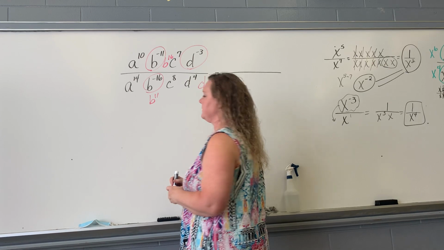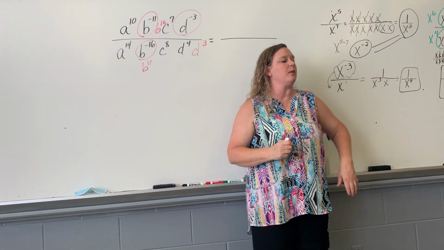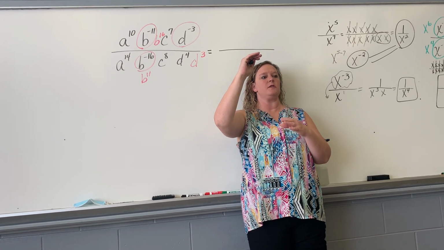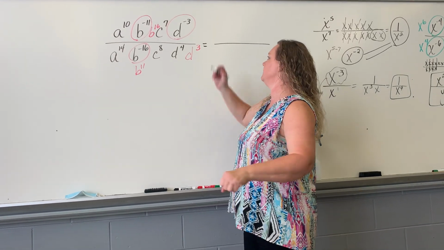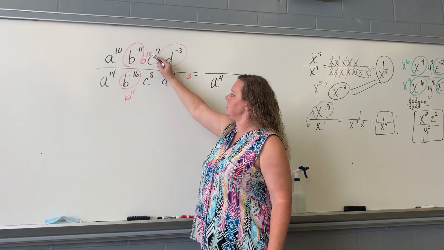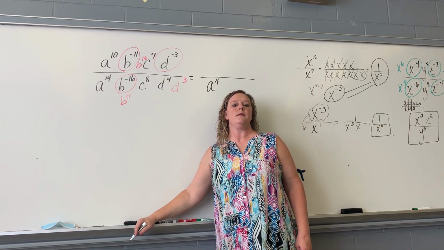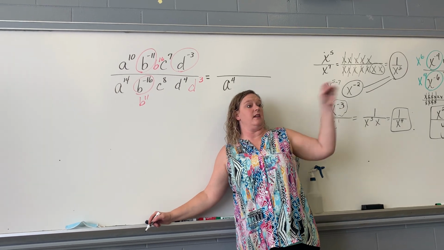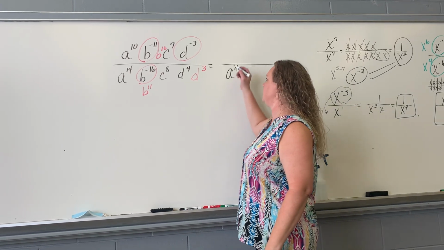Let's look at our A's. I have 10 A's on top, 14 on bottom. How many are left? And where are they? 10 on top, 14 on bottom, so you're going to have 4 left, and they're going to be in the bottom of the fraction. So A to the 4th in the bottom. All right, do your B's. You got 16 on top, 11 on bottom. 5 left over, and where are the extra B's at? Where there were 16 on top and only 11 on bottom, so the 5 extra B's have to be on top. So B to the 5th on top.